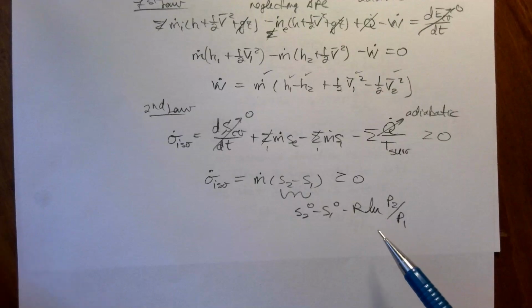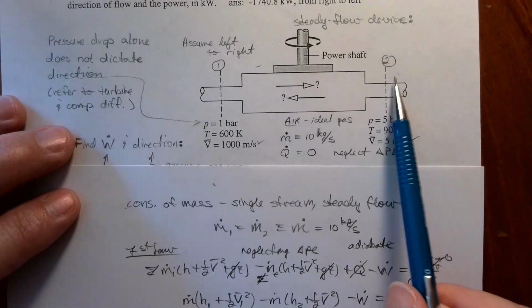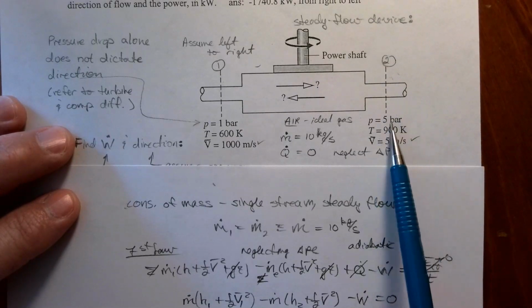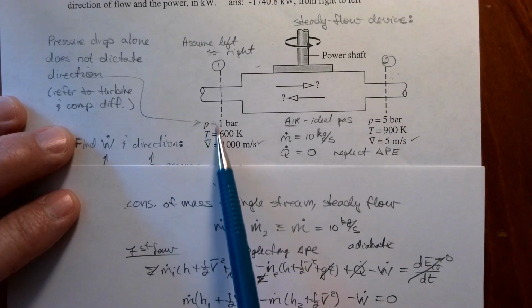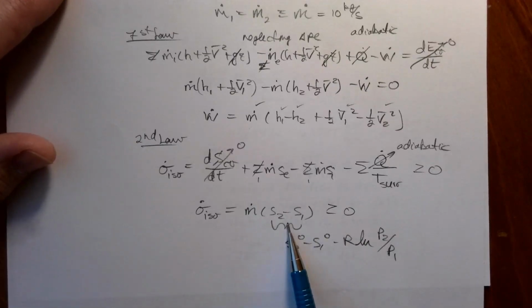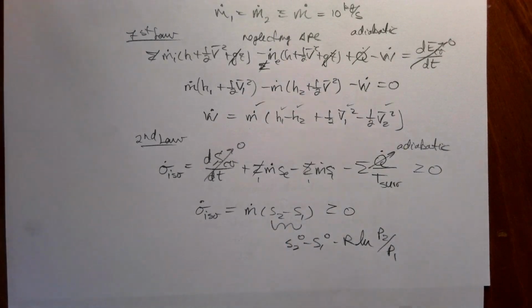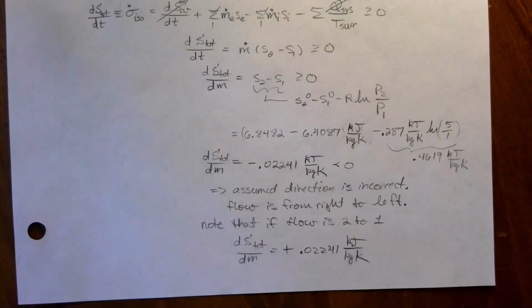Okay, so we've got an assumption that we're moving from left to right. So this pressure and temperature is for state 2, and this pressure and temperature is for state 1. We can use those temperatures to get an s2 and an s1, and then a P2 and a P1. We can evaluate this, and we'll either get a positive or a negative number. If it is negative, we've assumed the wrong direction. If it's positive, we have the correct direction. Alright, so now let's take a look at the numbers.